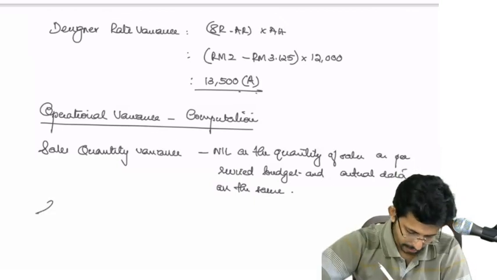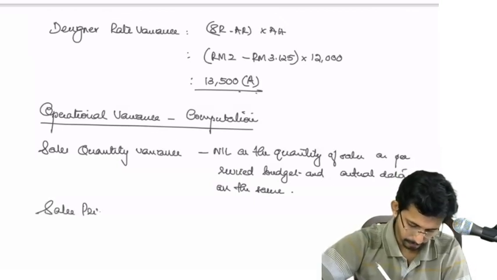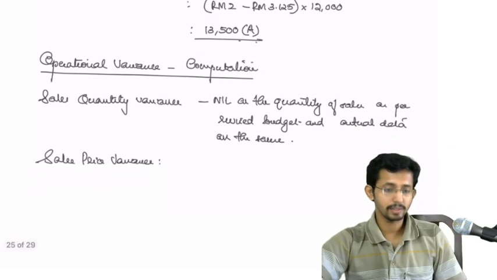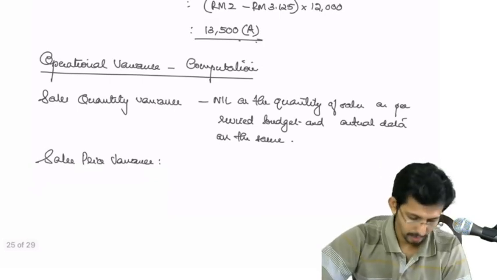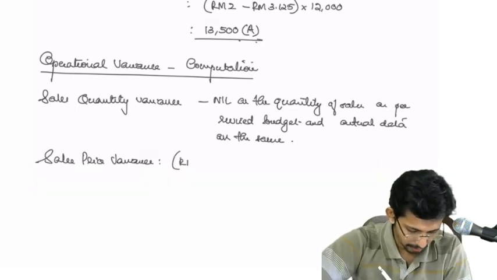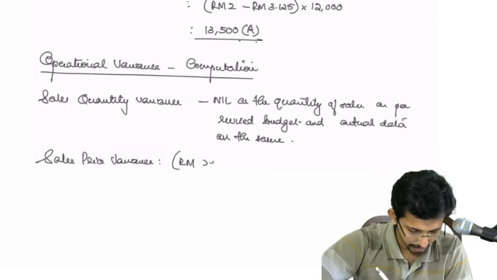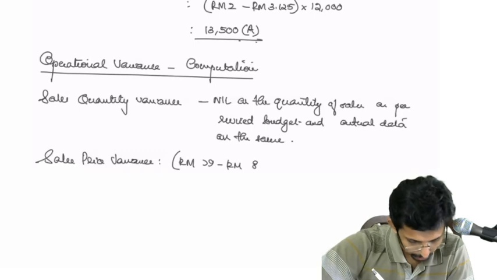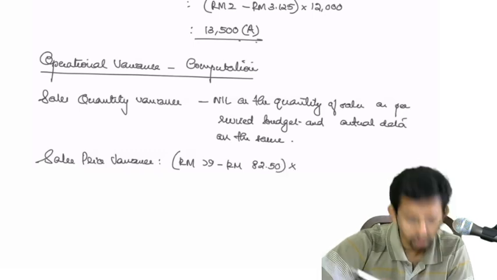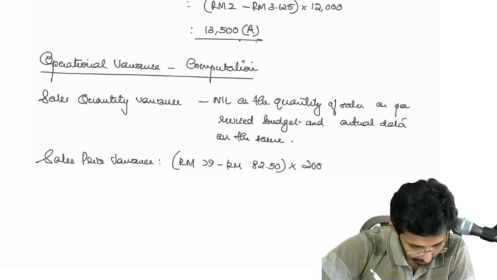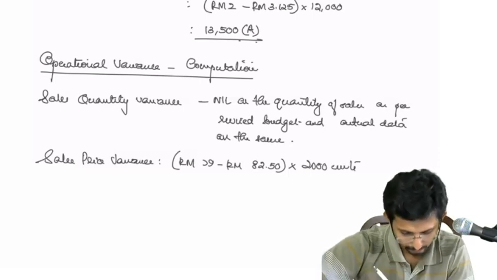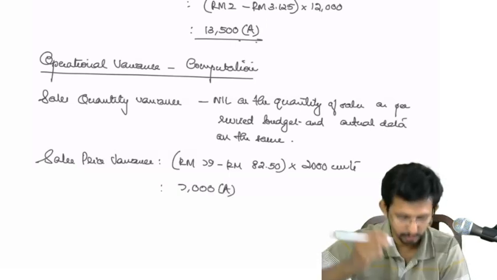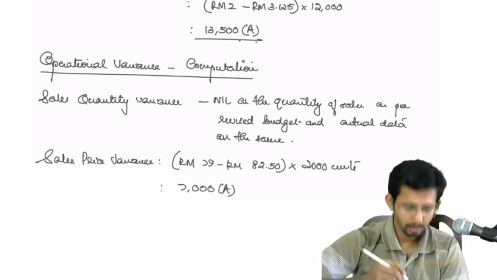Okay, next is sales price variance. How do you compute sales price variance? I'm quickly writing that. It is RM79 minus RM82.50 into what? 2000 units. That is equal to 7000 adverse. Okay, now circuit X.